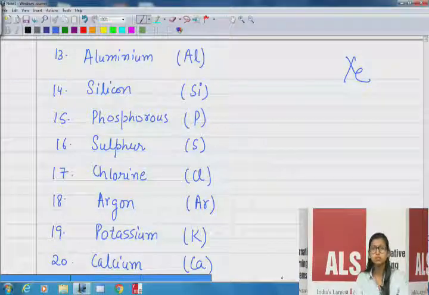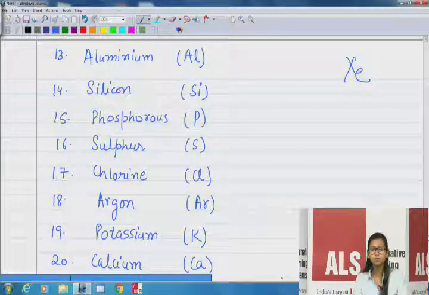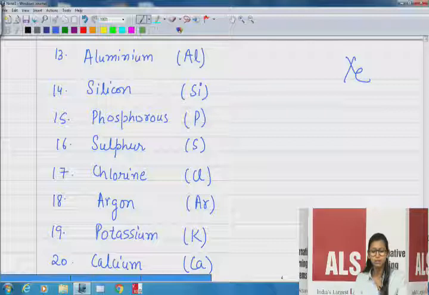So, you people have written it? No doubt in this one. We have already studied this before. You people have done it in your junior classes. I have just written the 20 atomic numbers, and you know one more thing I want to tell you.